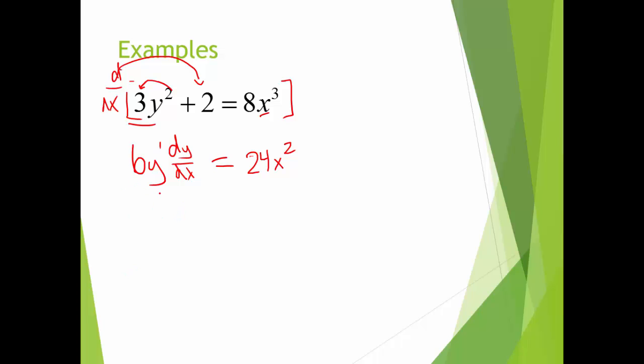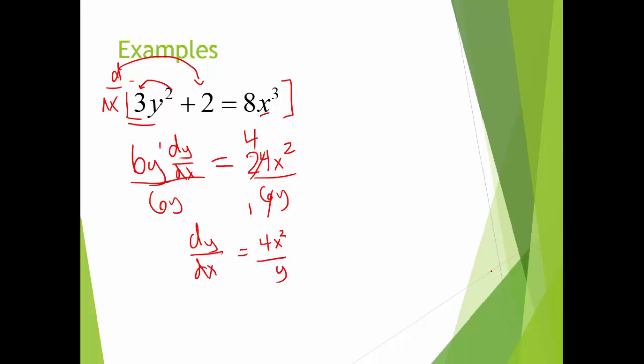Okay, so there's really only one step here to get dy dx by itself. It's divide through by 6y. Do a little reducing. dy dx is going to be 4x squared over y, because the 24 and the 6 can reduce to 4 over 1. Okay?